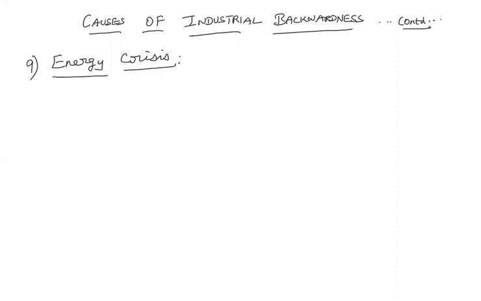So we'll continue with the causes of industrial backwardness in India. We finished some of the points. 8 points we have finished, 8 reasons we have finished. So moving on to the 9th reason for the industrial backwardness in our country, which is the shortage of energy.